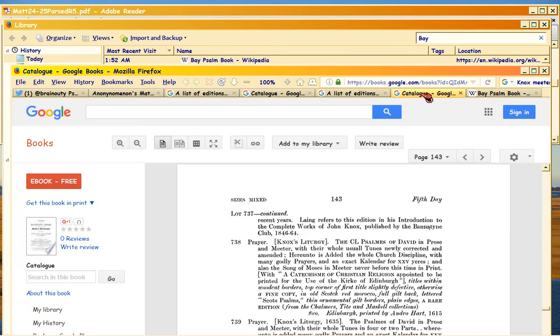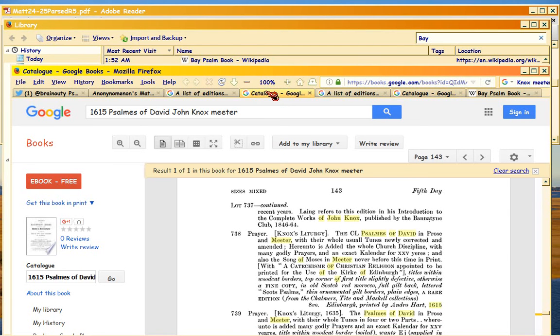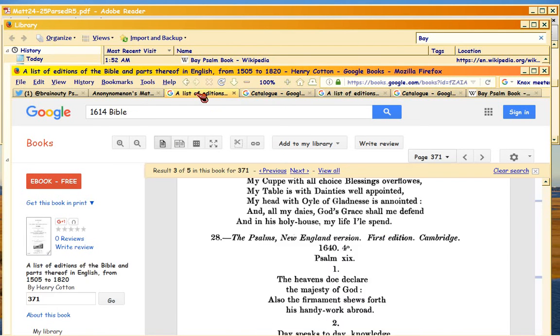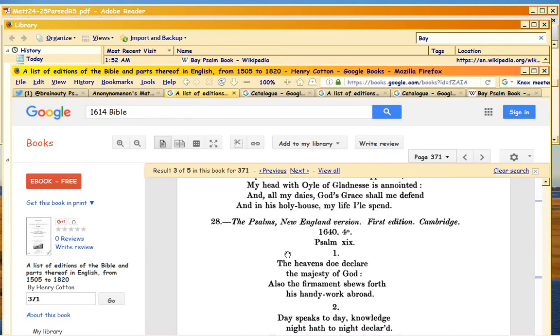But in this catalog, not that one. Right here. It's just called the Psalms New England Version. First edition. Cambridge. That's U.S. Massachusetts. 1640. Okay, and that fourth, I think that's telling you what kind of version it was. Okay, was that 4 octavo or something?